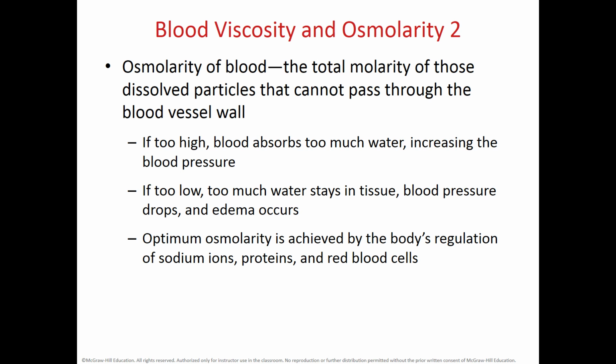Now, again, within the blood, we have different ions or solid particles that provide this property of the blood that we know as osmolarity. Blood osmolarity will be the total molarity of the different dissolved particles that cannot pass through the vessel wall. So it will be all the trapped molecules that we have within the blood.